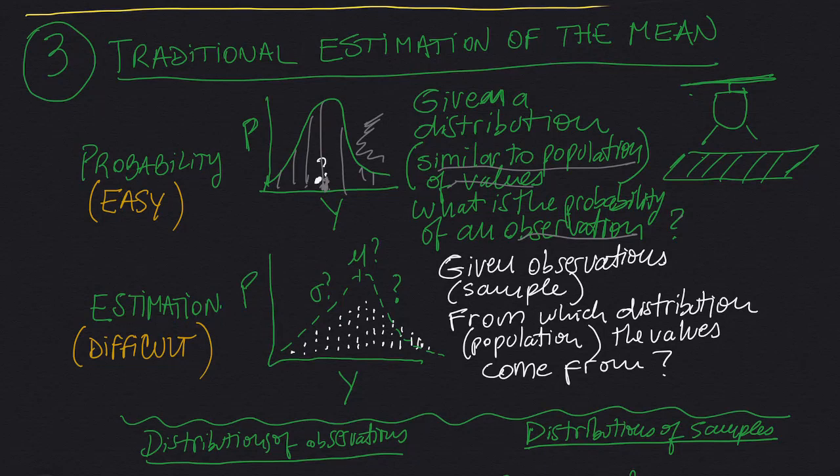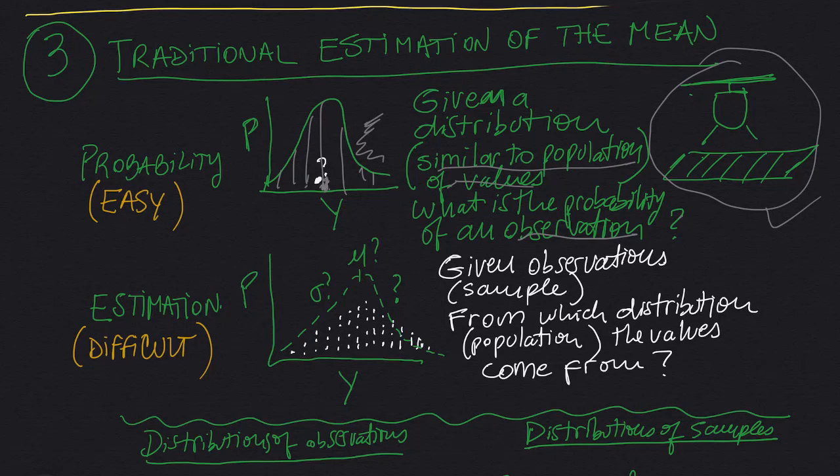And the probability daemon very easily provides that information for us. Now, estimation is more complicated. It's quite difficult to do. So now we go the other way.